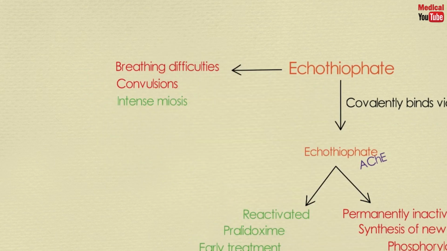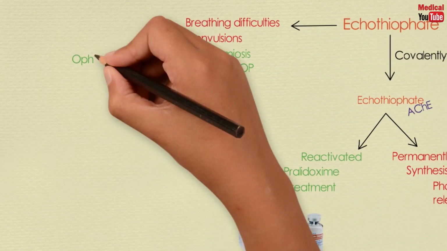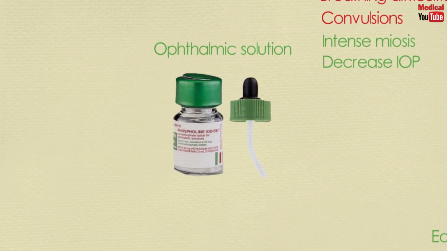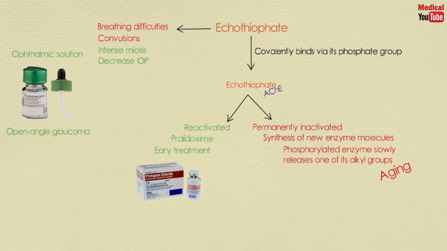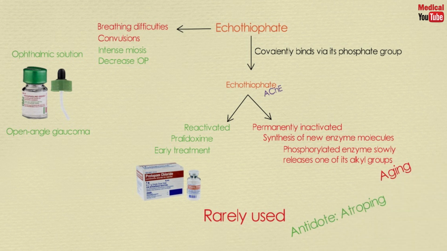Intraocular pressure falls from the facilitation of outflow of aqueous humor. A topical ophthalmic solution of the drug is available with the brand name, Phospholine Iodide, for the treatment of open-angle glaucoma. However, echothiophate is rarely used due to its side effect profile. And atropine in high doses can reverse many of the peripheral and some of the central muscarinic effects of echothiophate.